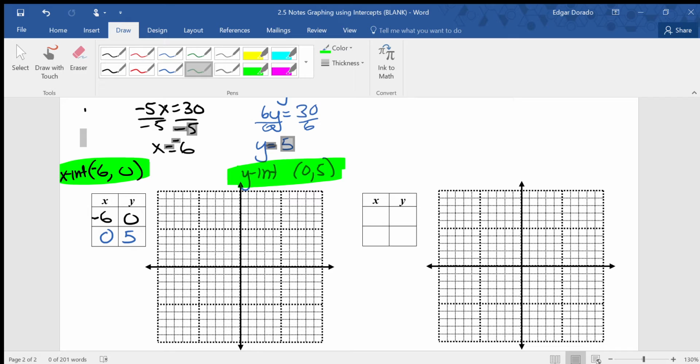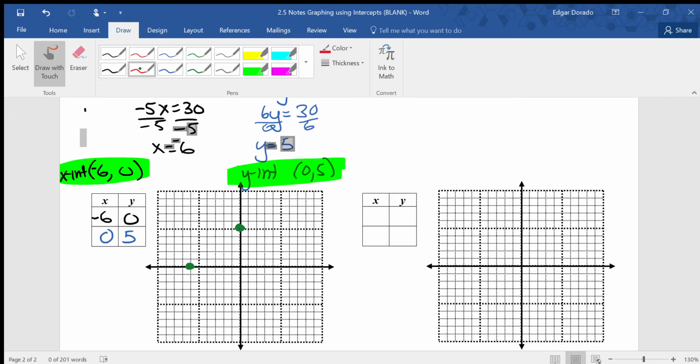All right, because it's one thing to be able to find them algebraically, but now once we have them, we need to be able to go back and forth between the algebraic version and the graph form. So I'm going to go ahead and go to negative 6, 0, so right around there. Okay, and also 0, 5, so 0 left and right, but I do go up 5. And that's really all we need, guys. We only need 2 points to graph a line.